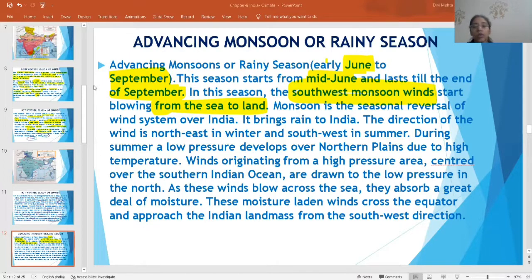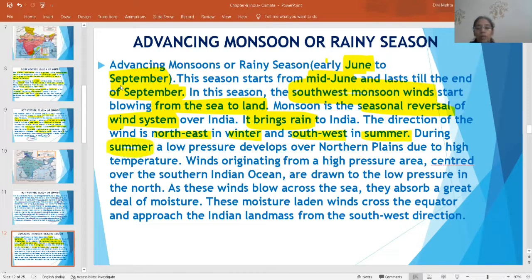Monsoon is a seasonal reversal of the wind system. It brings rain to India. If I talk about the direction of the wind, it is northeast in winters and southwest in summers. In the winter season the wind blows from the northeast, and in the summer season it blows from the southwest. So the monsoon is a seasonal reversal of the wind system, which helps in bringing rain to India.